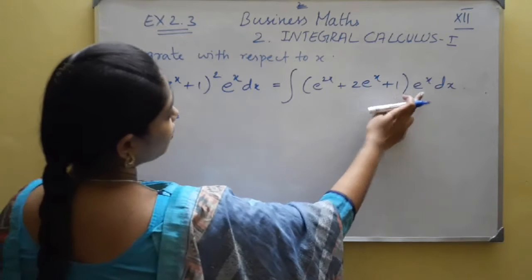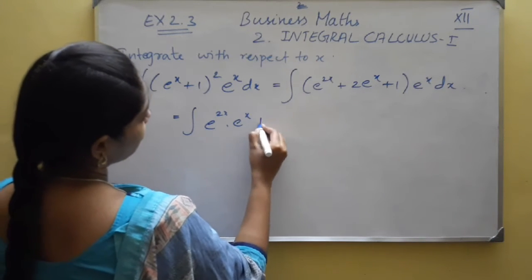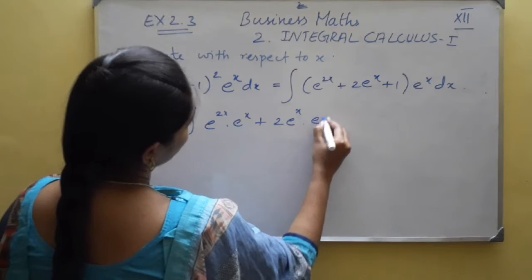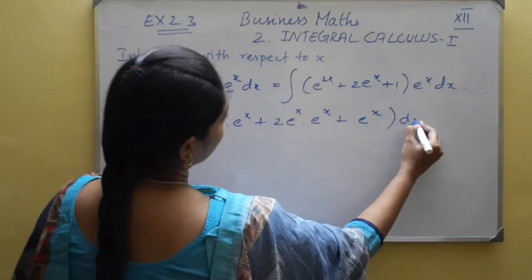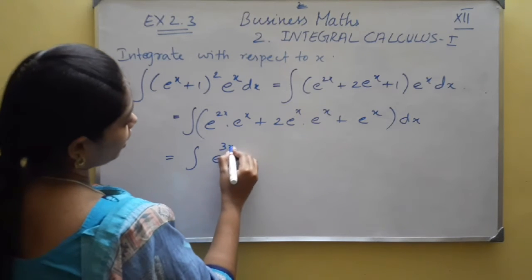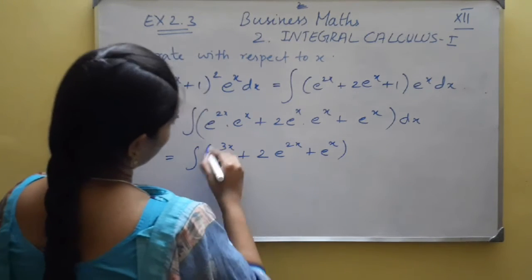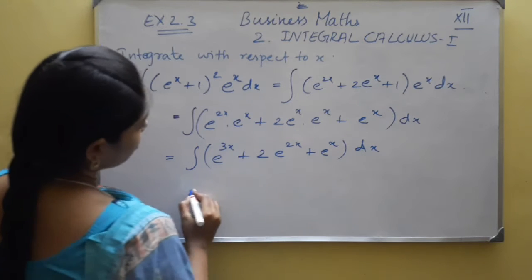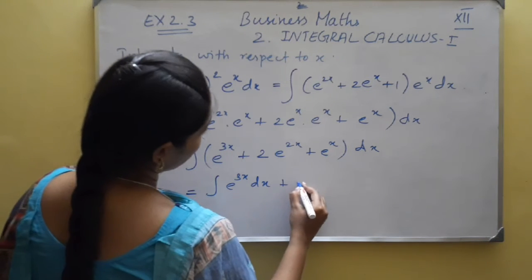I'm taking this e power x inside the bracket. e power 2x into e power x, 2 times e power x into e power x, plus e power x into dx. Bases are the same, so powers can be added. So e power 3x, 2 times e power 2x, e power x into dx. Now take the integration separately for each term.